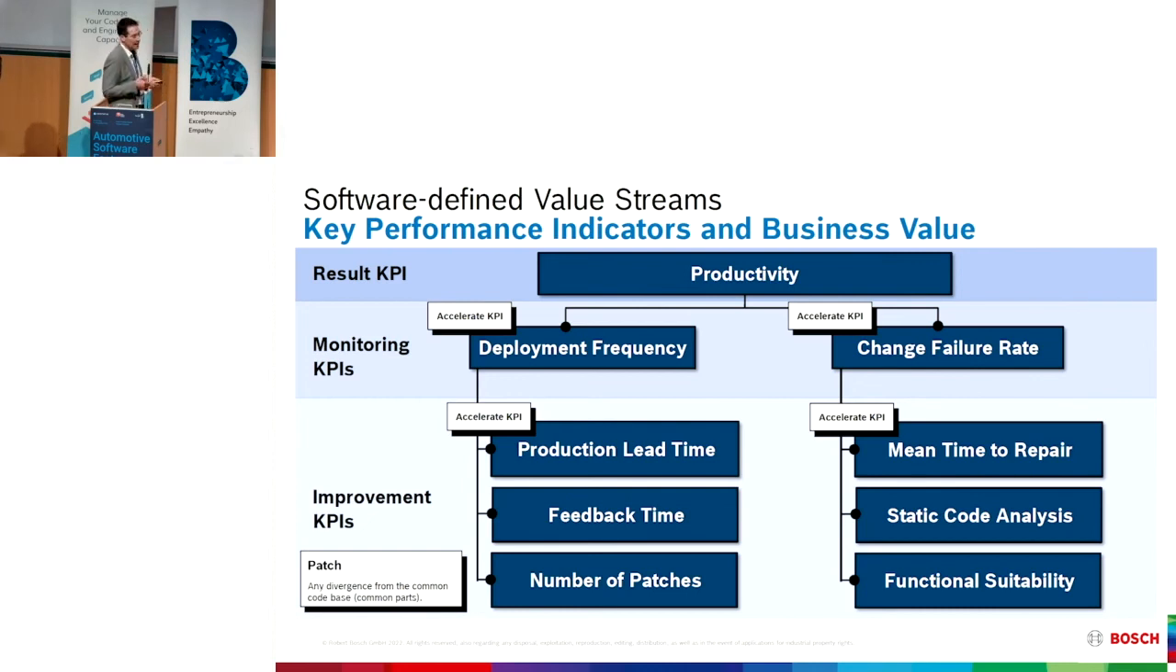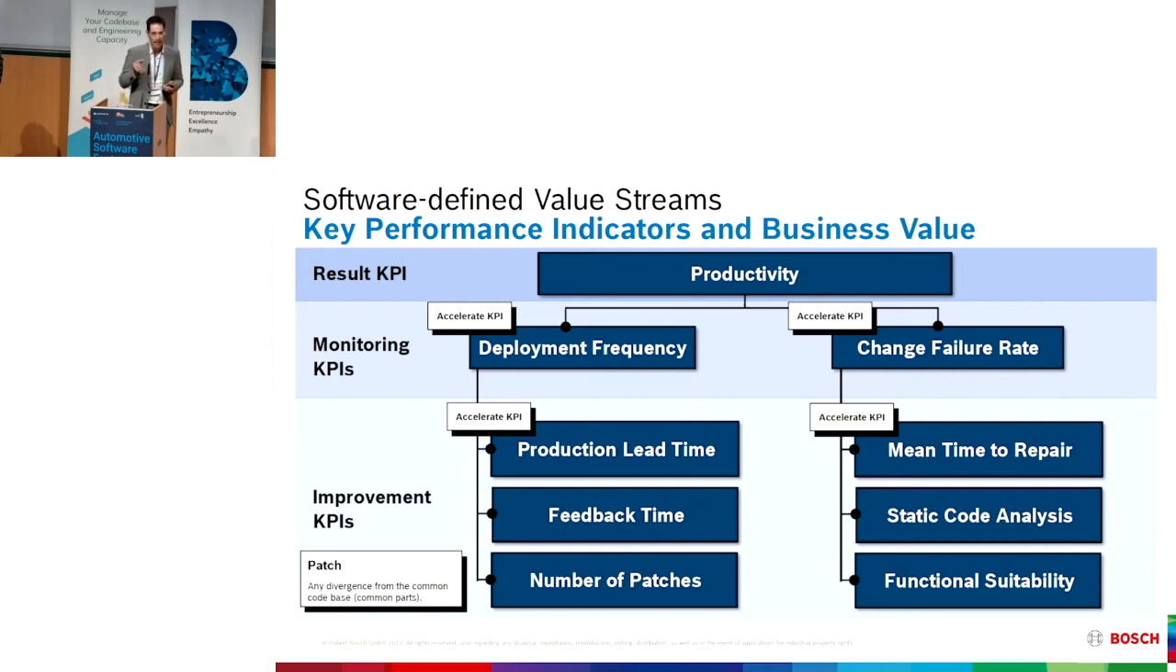And this is mirrored to that what we know from hardware production. So this is a KPI tree with different levels. Result KPI is the productivity, which can directly connect it to a business value. And of course, on the monitoring KPI side, which directly contributes to the productivity, is the deployment frequency or the output of a factory. On the other side, the quality side, the change failure rate. In past time, would have said the first pass yield. Yeah? And then this is, I think, a very good thing what these guys developed in past with hardware production improvement KPIs.